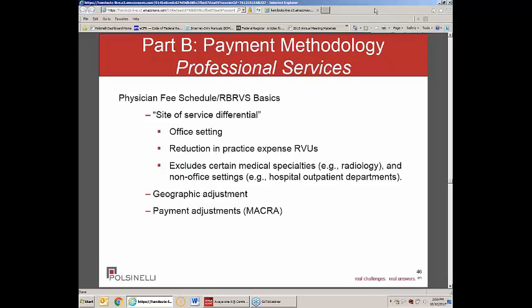And there are other adjustments too, including geographic adjustments and then certain payment adjustments. And under MACRA, Bragg is going to talk about that in a little bit.